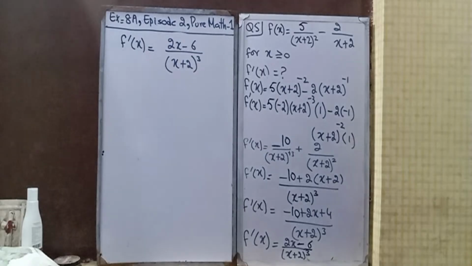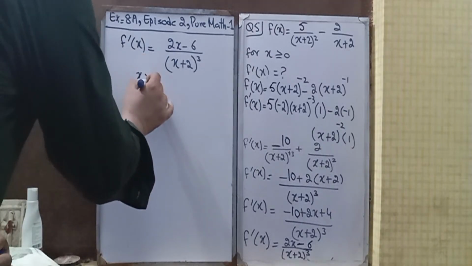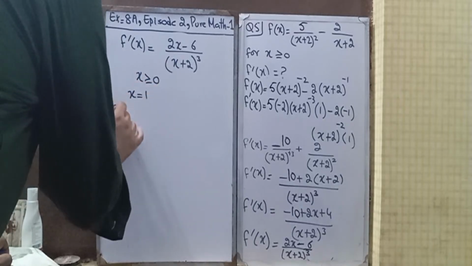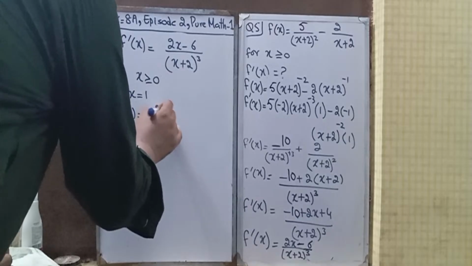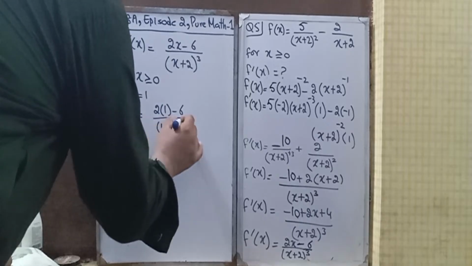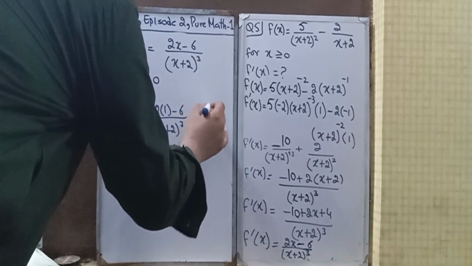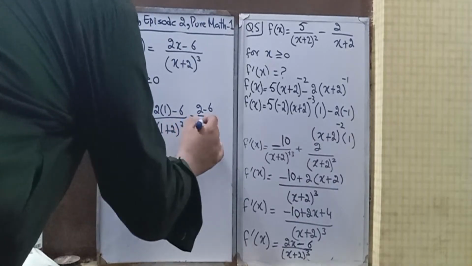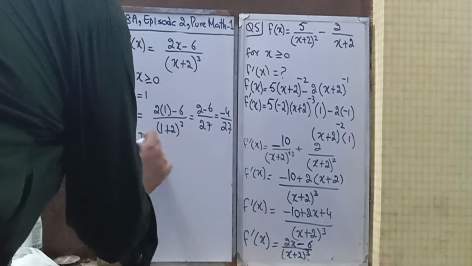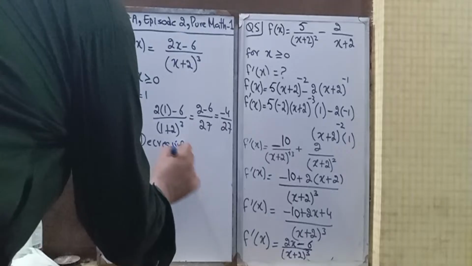In this expression, you have to take the values of x greater than 0. For example, I take 1. Suppose I take 1, so what will happen? Let me check. It will become 2 minus 6 divided by 1 plus 2 raised to power 3. So that is 2 minus 6 divided by 3 cubed, 27. So that's minus 4 divided by 27. Negative means decreasing. So at this point it is decreasing.